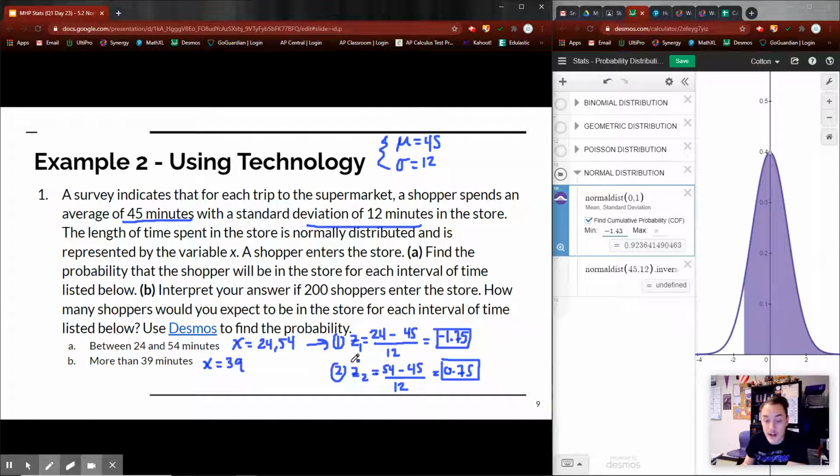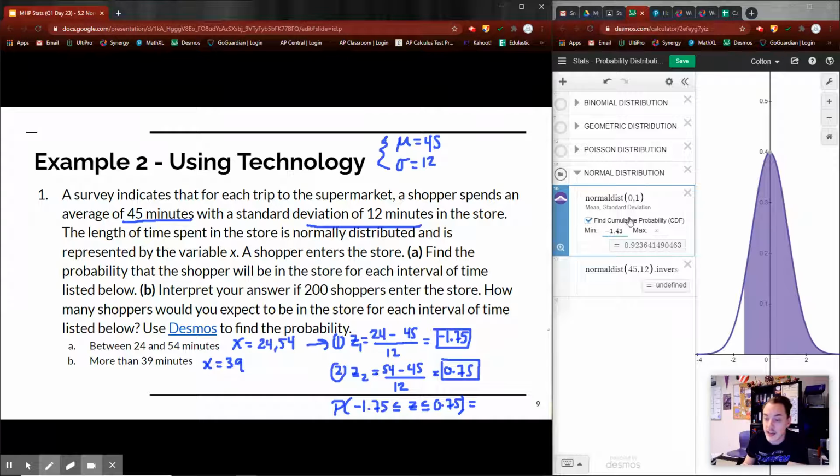So now what do I want to find? What I want to find for A is the probability between those two values. I want to find the probability between my two z-scores, negative 1.75 and 0.75. That's really what I'm trying to find.